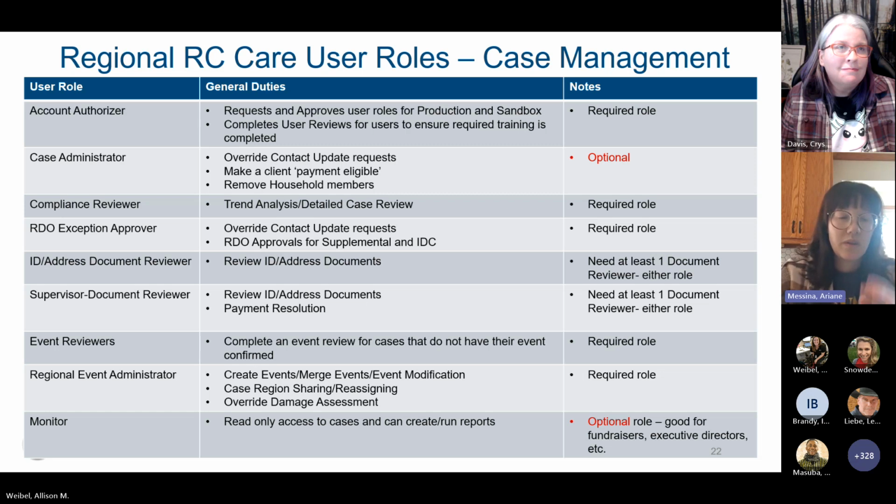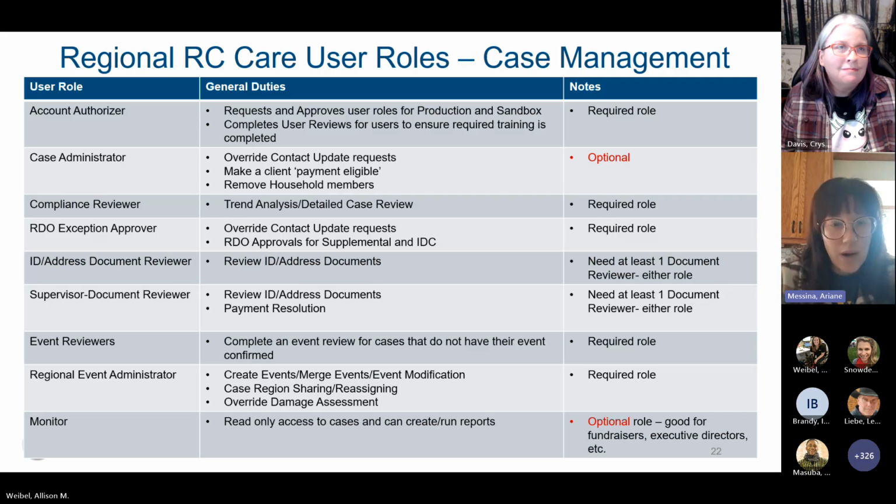The next two are kind of either or, but strongly recommended. It is a required role within the region to have an ID address document reviewer, or they can hold the role of supervisor document reviewer. Both of these roles review documents that come in to make a client eligible for additional financial assistance. If the ID isn't fully confirmed and they've uploaded a driver's license, they're the ones looking at it to make sure the client's ID can get confirmed to pay additional money after the fact. A supervisor document reviewer can also do payment resolution, so it is an ideal role to have.